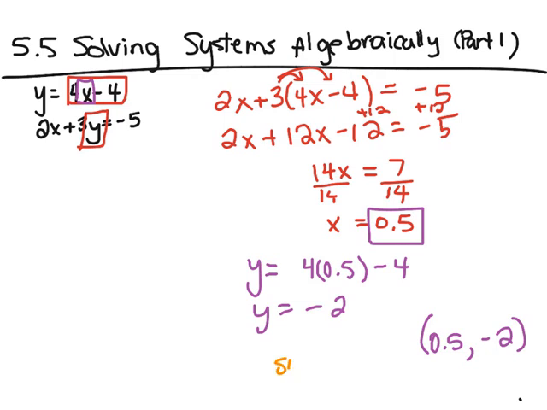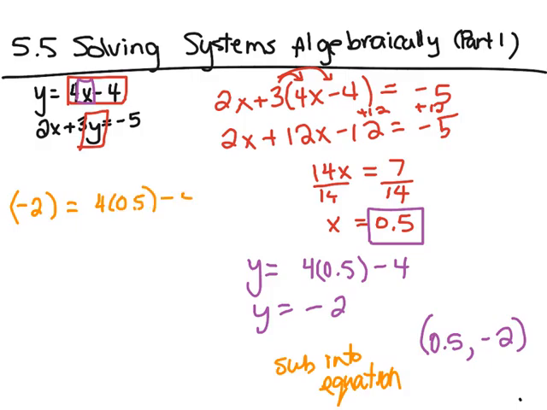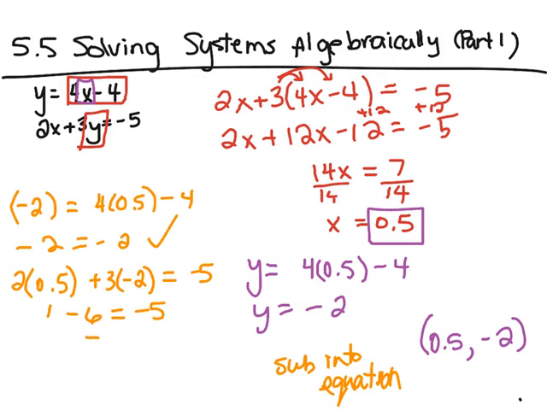To test this, we're going to sub into the equations, and if it works, we know that it's our solution. So y, negative 2, is equal to 4 times 0.5 minus 4, and negative 2 equals negative 2. We already know this. 2 times 0.5 plus 3 times negative 2 equals negative 5. So 1 minus 6 equals negative 5. So this one works as well. Because it satisfies both equations, we know that this is the solution to the system.